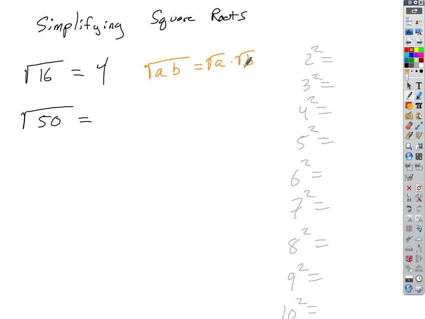So real quick, let's review our perfect squares. What is 2 squared? 4. What's 3 squared? 9. 4 squared, 16. 5 squared, 25. 6 squared, 36. 7 squared, 49. 8 squared, 64. 9 squared, 81. 10 squared, 100.